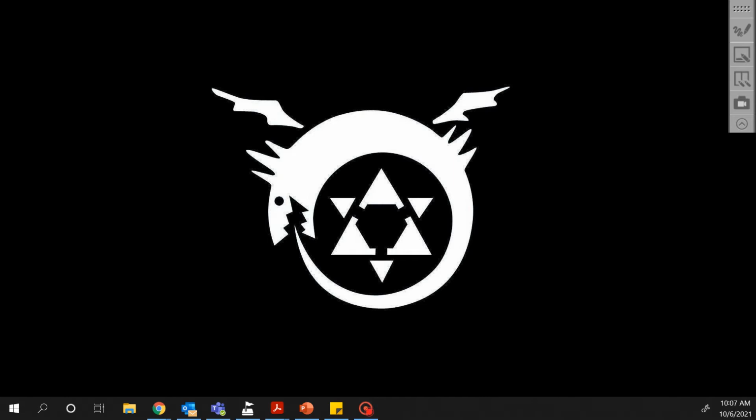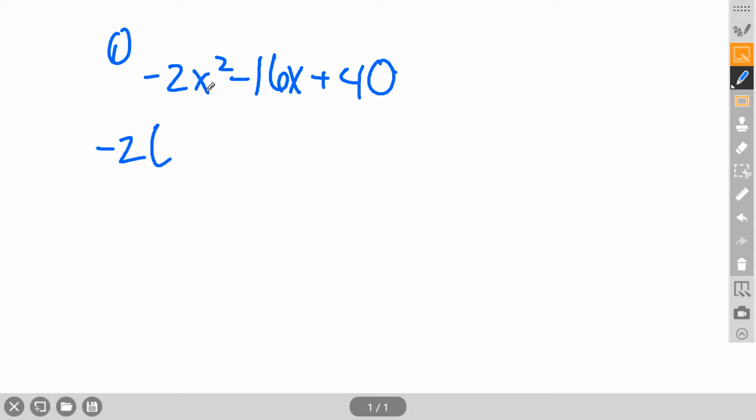Okay, let's take a look at this review for the factoring test that is tomorrow. All right, so our first one here, number one, we have negative 2x squared minus 16x plus 40. Remember, you always want to factor out your GCF before you even begin to try to factor here. So our GCF is negative 2. It's negative because the first term is negative. So we end up with x squared plus 8x minus 20.